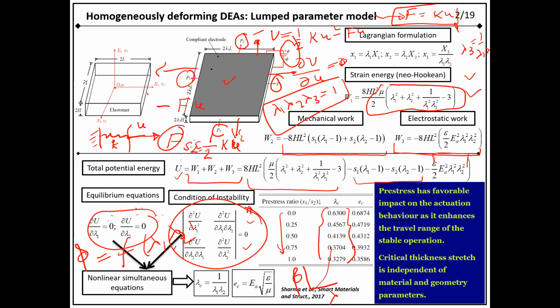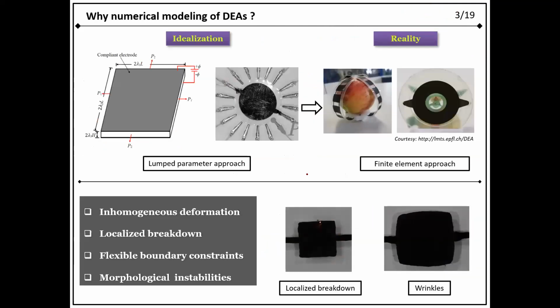Here, why is the deformation homogeneous? Because the deformation of this point and this point are the same in the thickness direction. Okay, however, in actual practice or reality, this is not the case. This is an idealized case we can approximate in order to model a system.